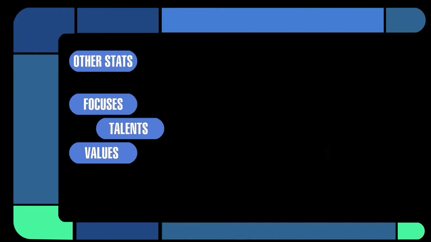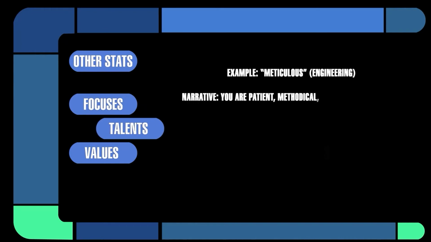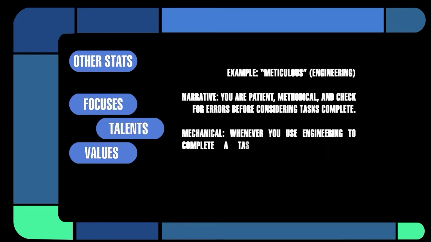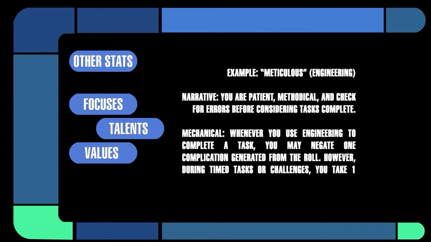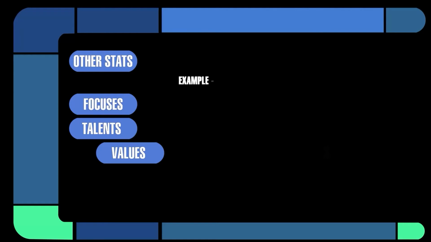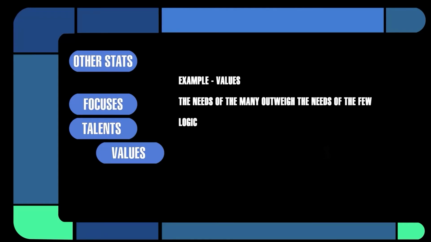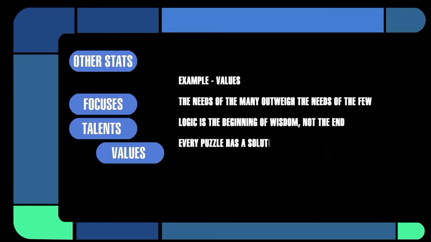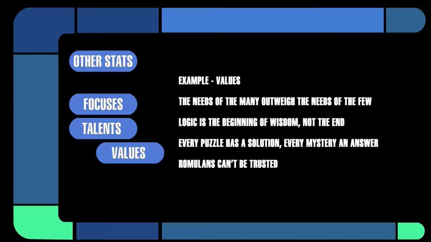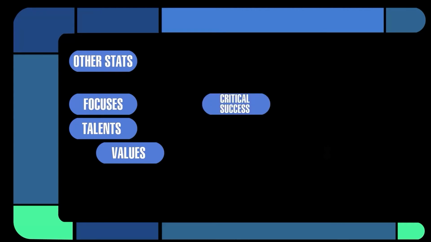Characters may also have talents, which are just special rules that confer special abilities. Any talent will have both a narrative and mechanical description that will lay out when and how that talent can be used in gameplay. Values are short statements that reflect what a character considers important, or what they believe in. If the GM agrees that a value applies to a particular situation, the player may spend 1 point of determination for various effects.